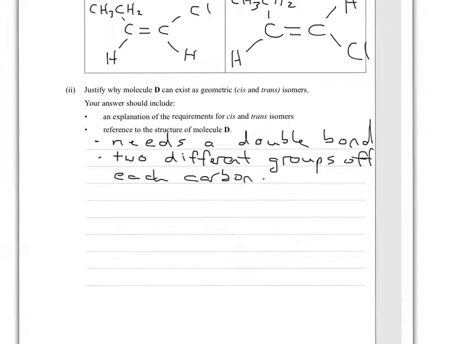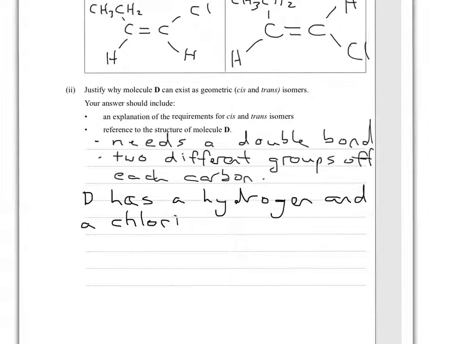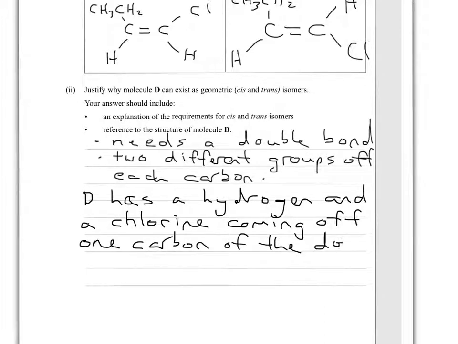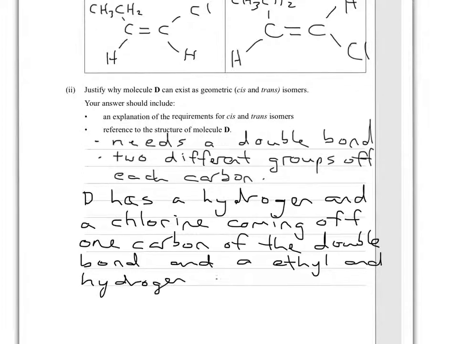So reference to structure D, let's say D has a hydrogen and a chlorine coming off one carbon of the double bond, and an ethyl and hydrogen coming off the other.